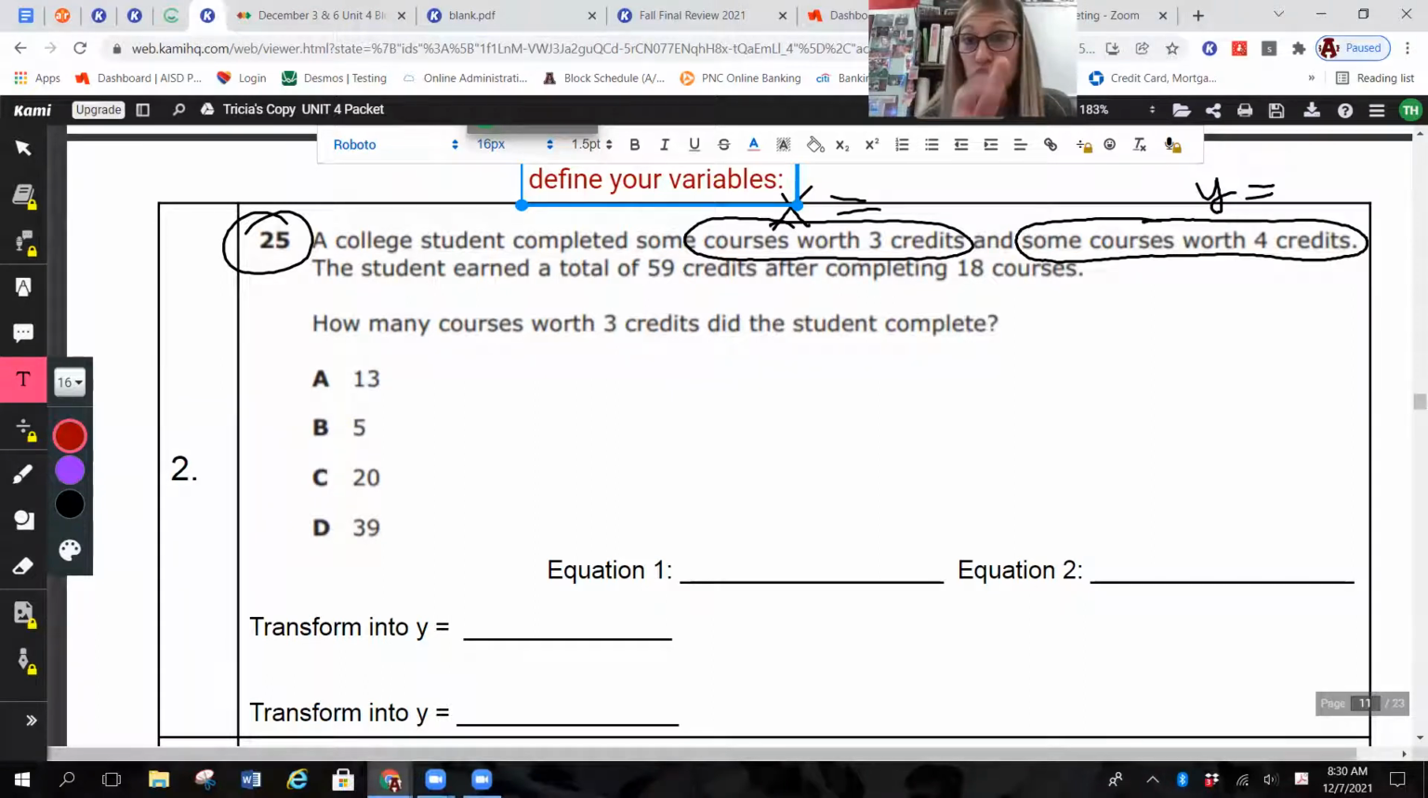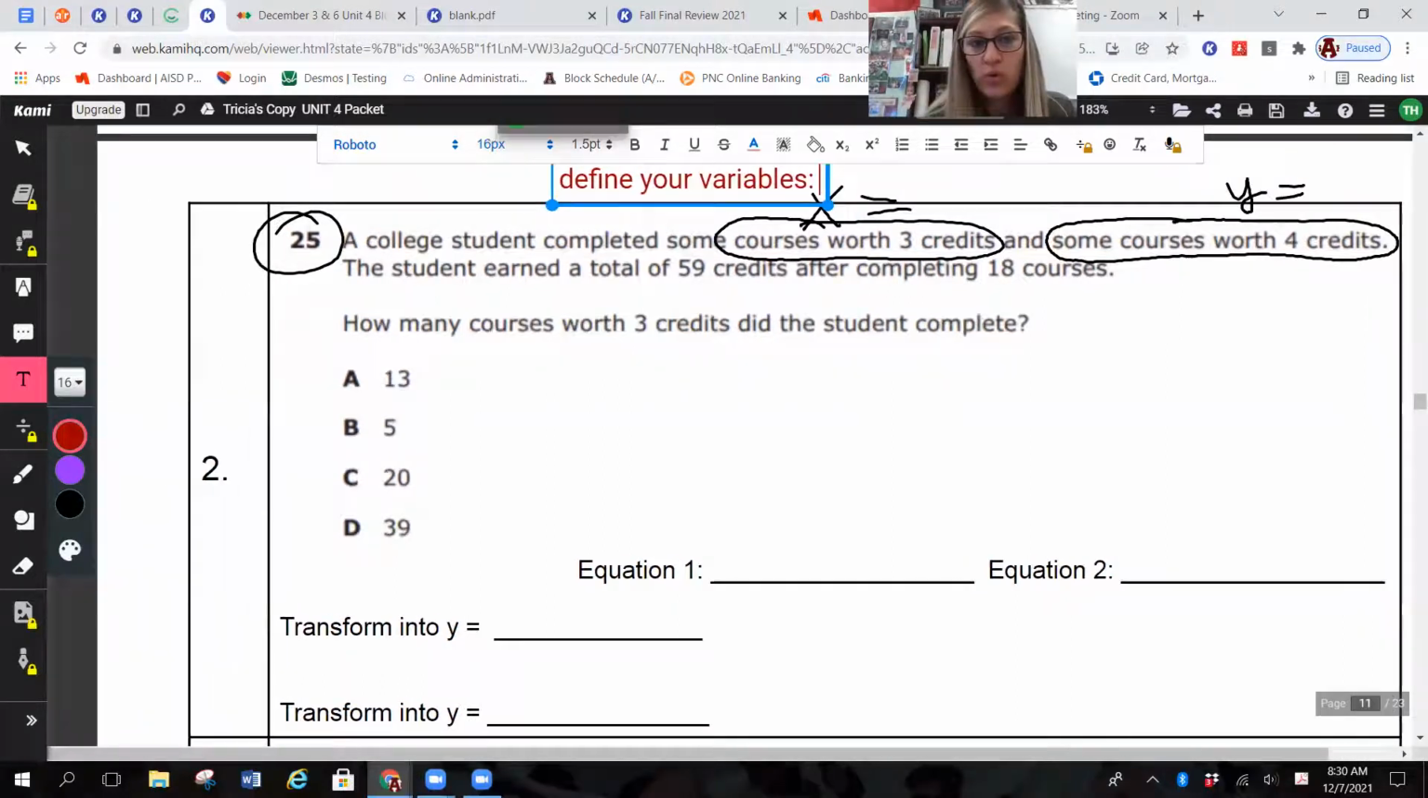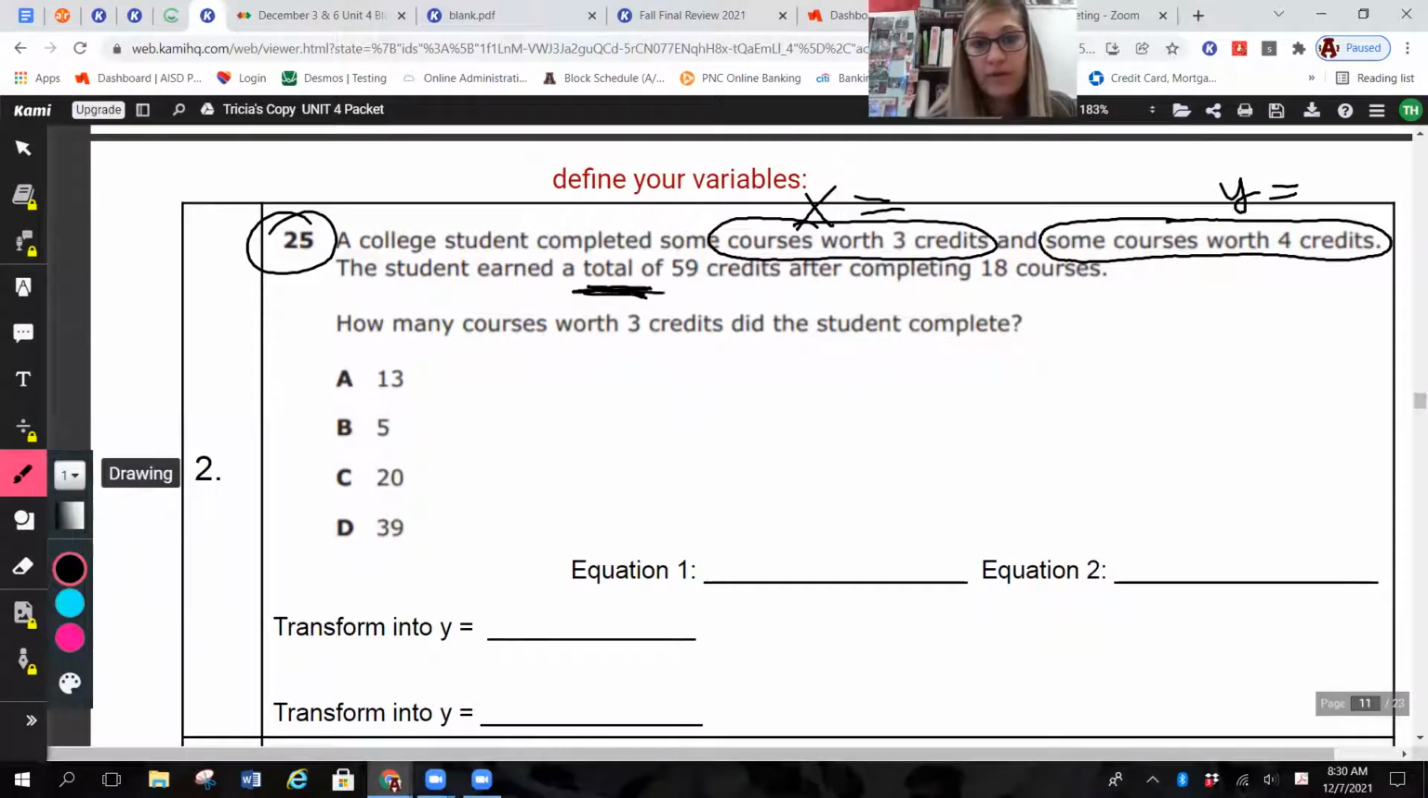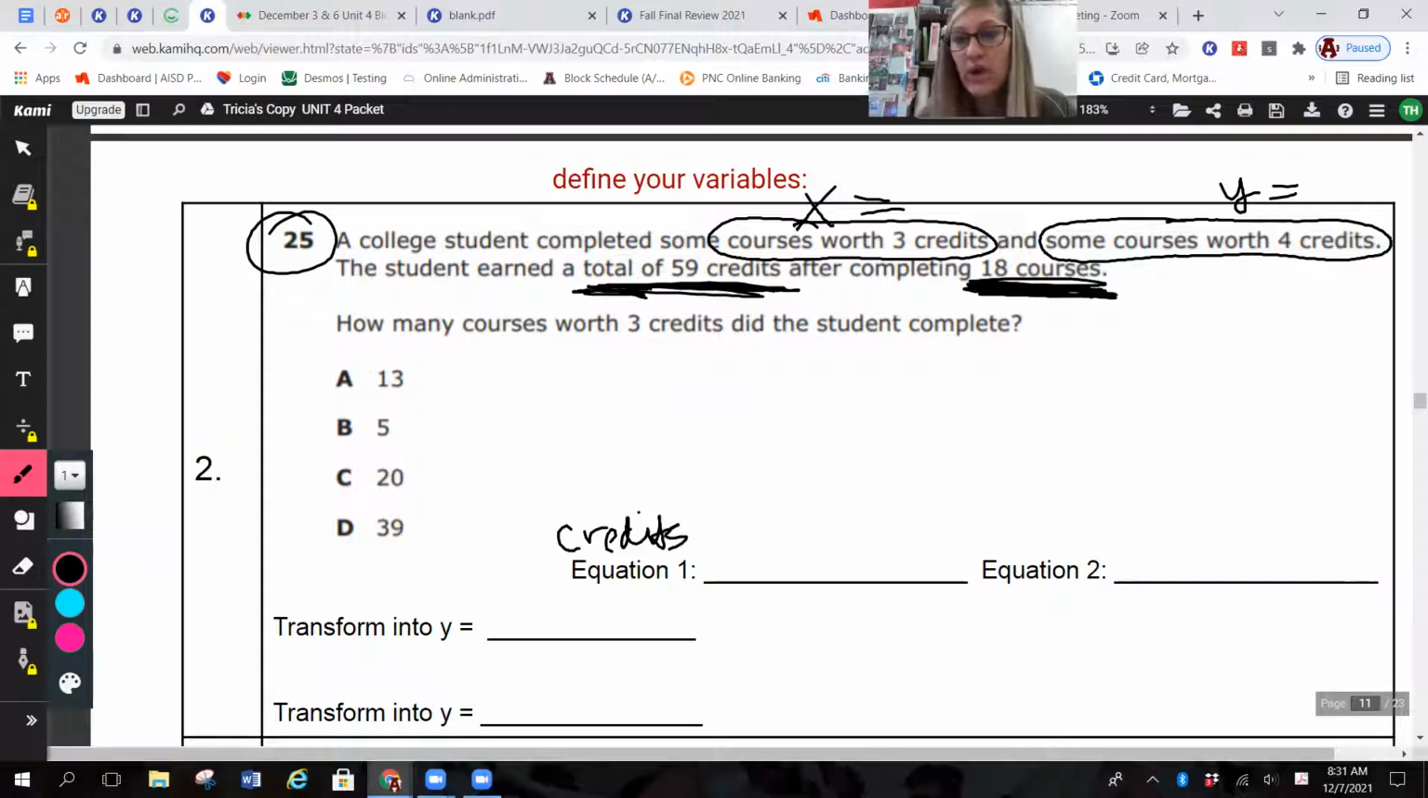So they told us 2 different numbers for the total. A total of 59 credits, a total of 18 courses. There's our 2 equations. Equation 1, I want it to be about credits. Equation 2, I want it to be about courses. So since equation 1 is about credits, we have a total of 59. Equation 2 is about courses. We're taking a total of 18.